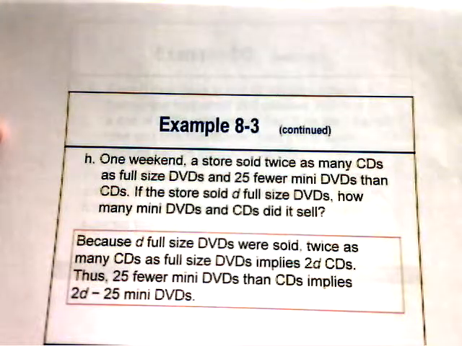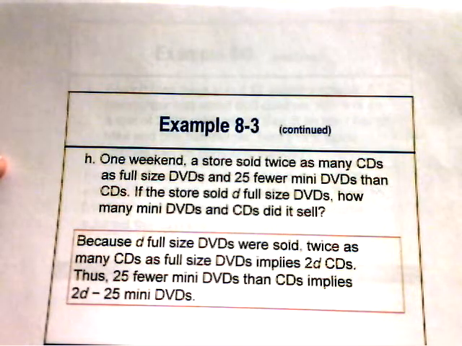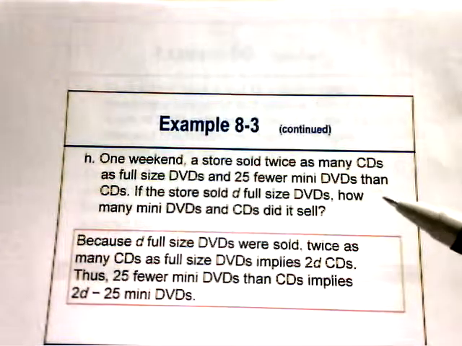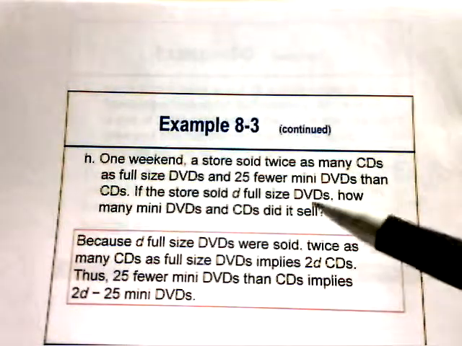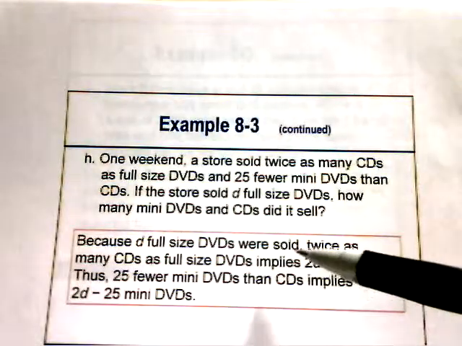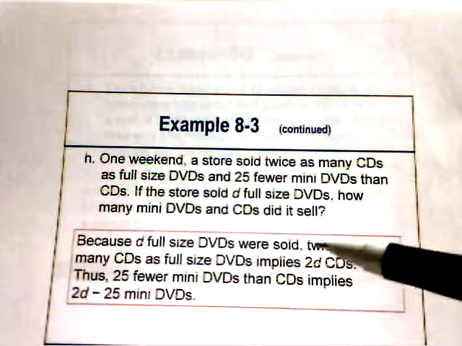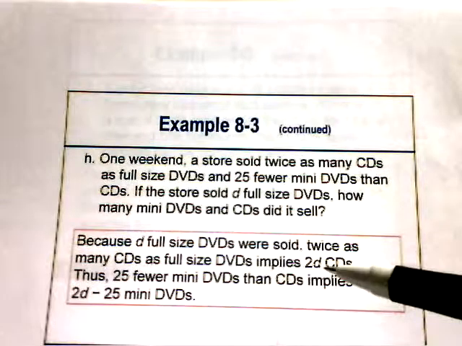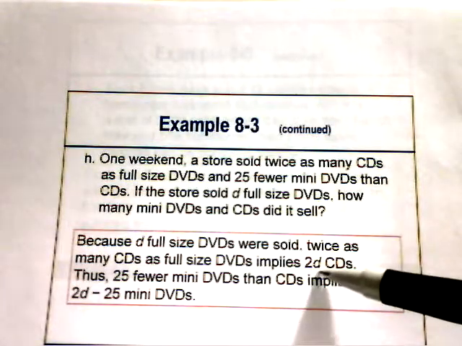One weekend, a store sold twice as many CDs as full-size DVDs and 25 fewer mini DVDs than CDs. If the store sold D full-size DVDs, how many mini DVDs and CDs did it sell? Okay, now to translate this, we're going to let D be the full-size DVDs sold. In this case, twice as many CDs as full-size DVDs would mean, as an algebraic expression, 2 times D.